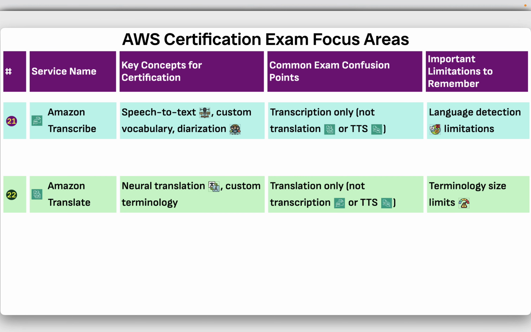Next service is Amazon Translate, and key concepts for certification is there's option for neural translation, and you can also add custom terminology based on your domain. Common exam confusion points are translation only. So this is only translation, so from one language to another, and this one will not help in transcription or TTS, text to speech. So important limitations to remember is there's a terminology size limits are there.